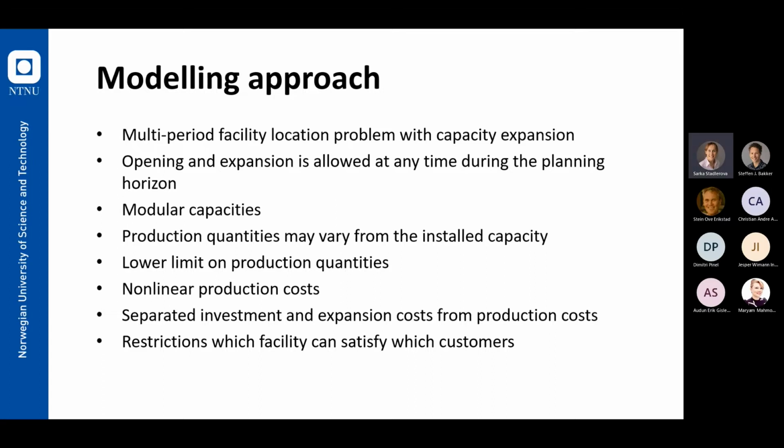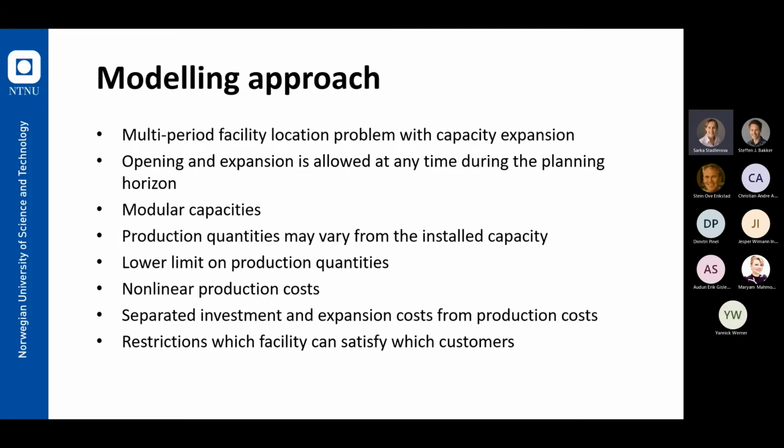We consider modular capacities, but we allow the production quantities to vary from the installed capacity, in the sense that we allow producing less than the installed capacity. But we also have lower limits on production quantities. In our model, we separate investment and expansion costs as long-term costs from the production and distribution costs that represent the short-term costs. And finally, we introduce restrictions on which facility can satisfy which customers. So if the distance between facility and customer is too long, we can't establish this connection.